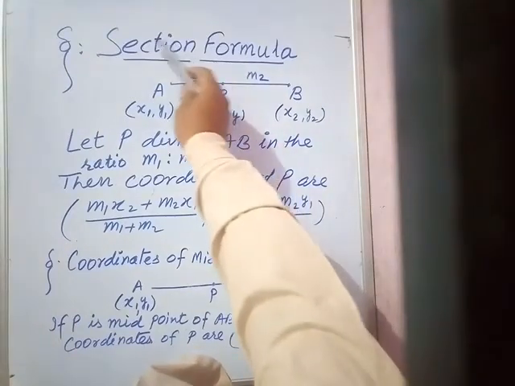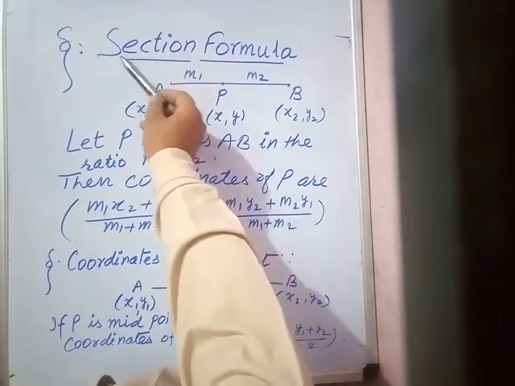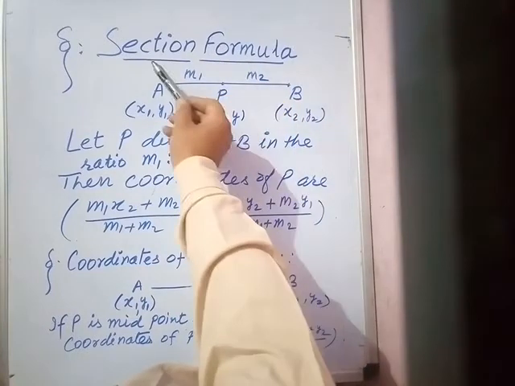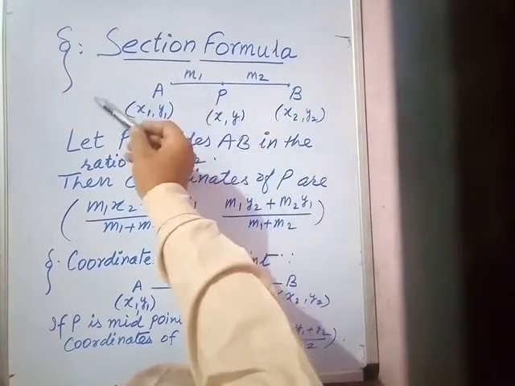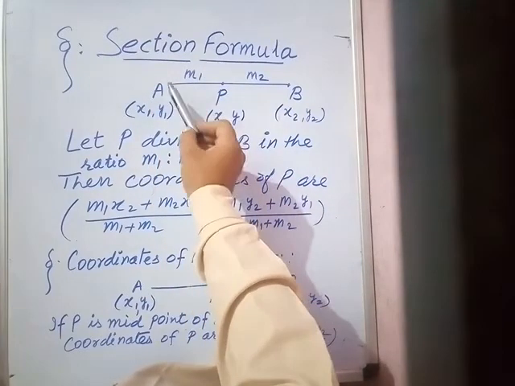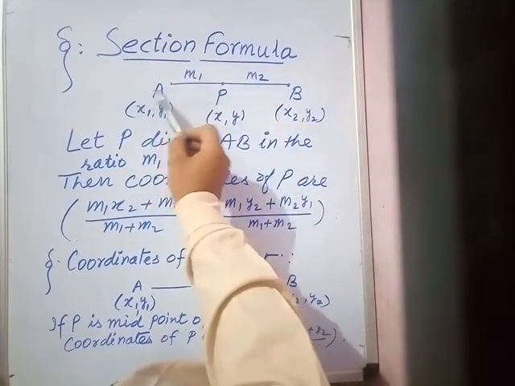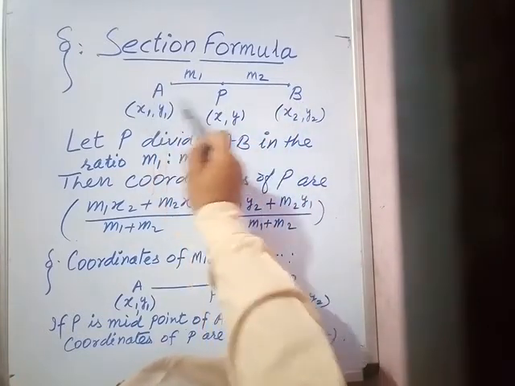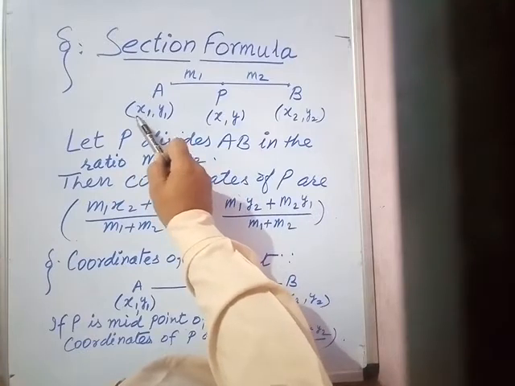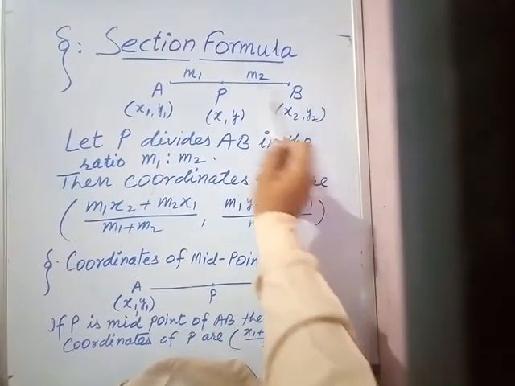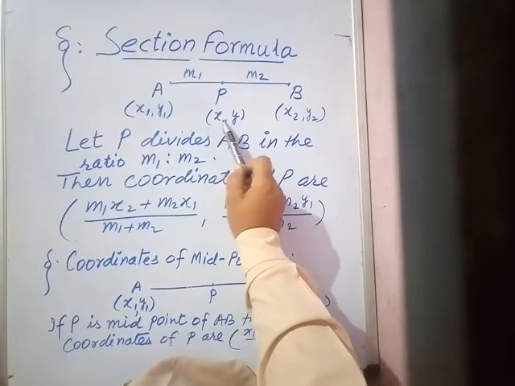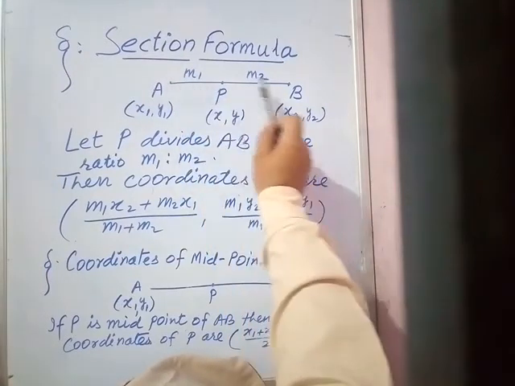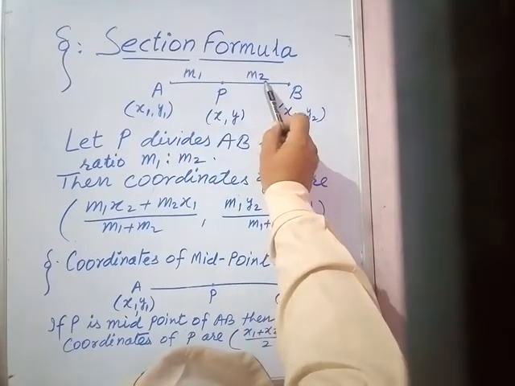Dear student, I am going to discuss a very important topic in your coordinate geometry, that is the section formula. And what is the section formula here? So let's discuss this. Let AB have coordinates x1, y1 and x2, y2, and let P be any point whose coordinates are x and y, which divides segment AB in the ratio m1 is to m2.